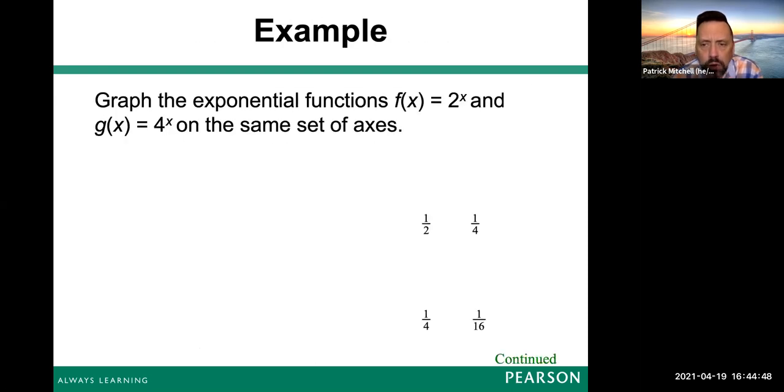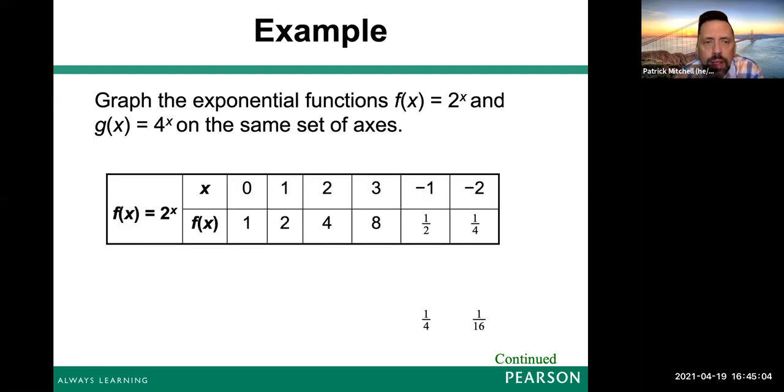All right, so ignore those little fractions there. That's just a malfunction with my animations. We're going to graph the exponential functions f of x equals 2 to the x and g of x equals 4 to the x on the same set of axes. It might be a good idea to pause the video and think about how I got these values for f of x. For the values of x, I just picked a few nice numbers, 0, 1, 2, 3, and then I threw a couple negatives in there.